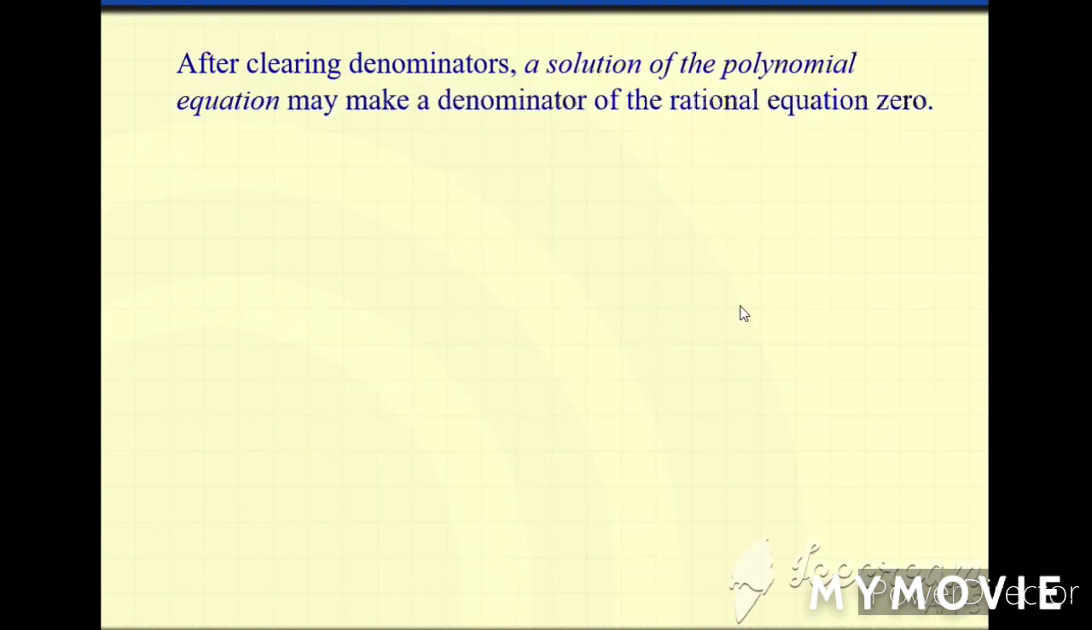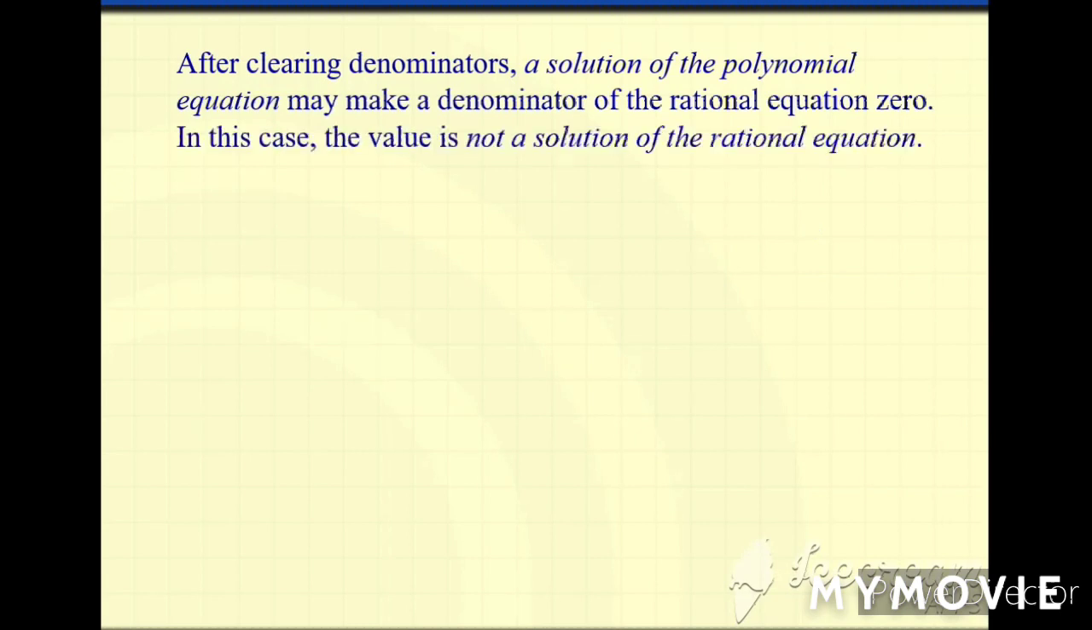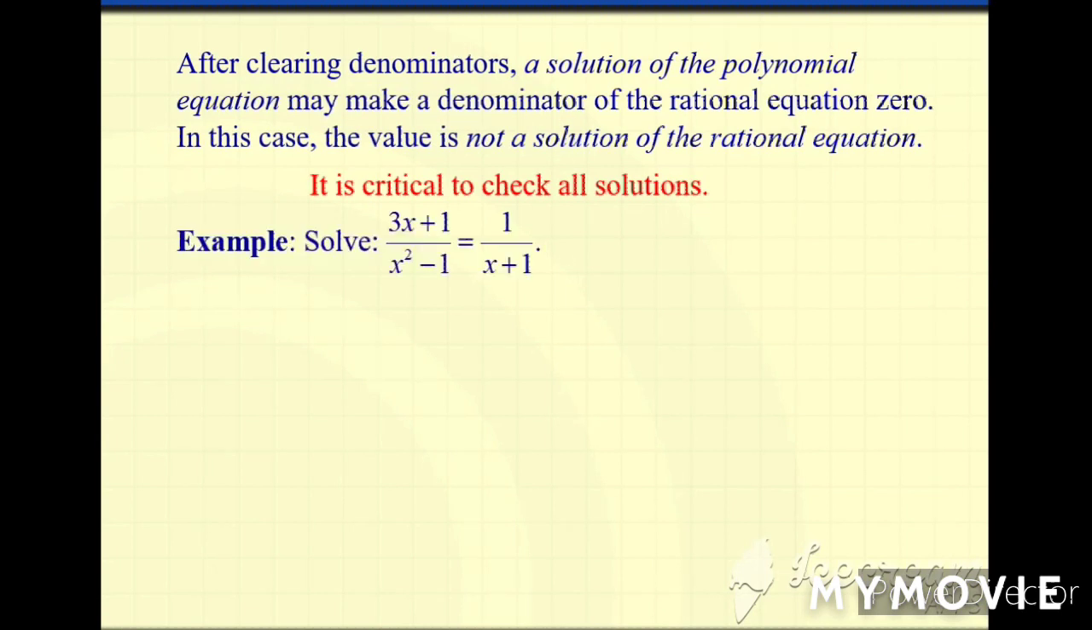After clearing denominators, a solution of the polynomial equation may make a denominator of the rational equation 0. In this case, the value is not a solution of the rational equation. It is critical to check all solutions. Example, solve 3x plus 1 over x squared minus 1 equals 1 over x plus 1.